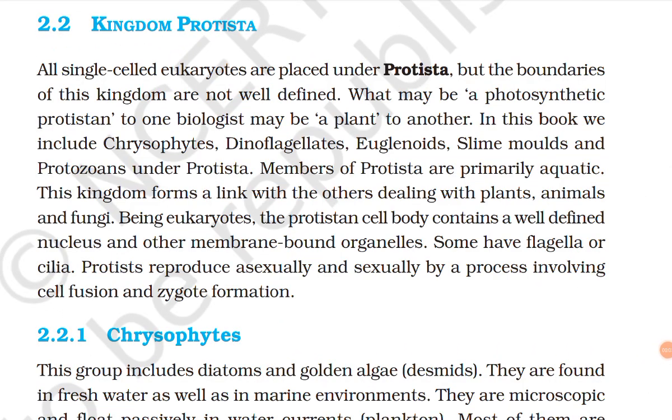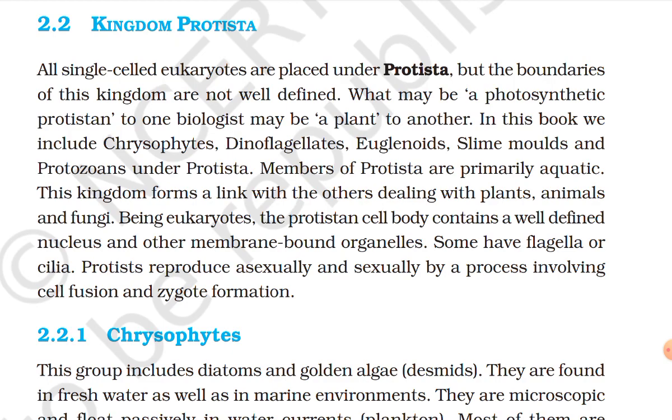Kingdom Protista. All single-celled eukaryotes are placed under Protista, but the boundaries of this kingdom are not well defined. What may be a photosynthetic protist to one biologist may be a plant to another. In this book, we include chrysophytes, dinoflagellates, euglenoids, slime moulds, and protozoans under Protista. Members of Protista are primarily aquatic.